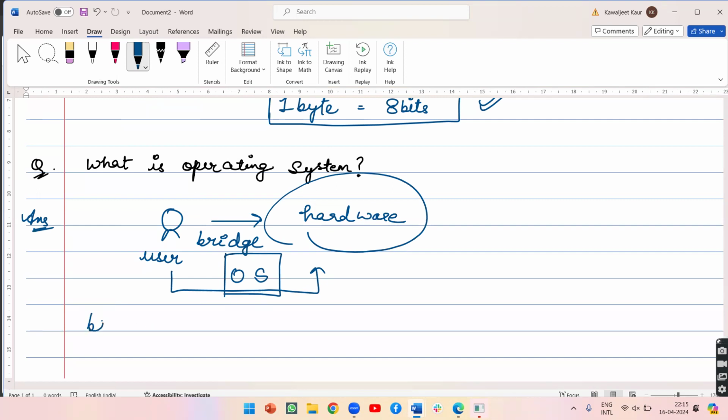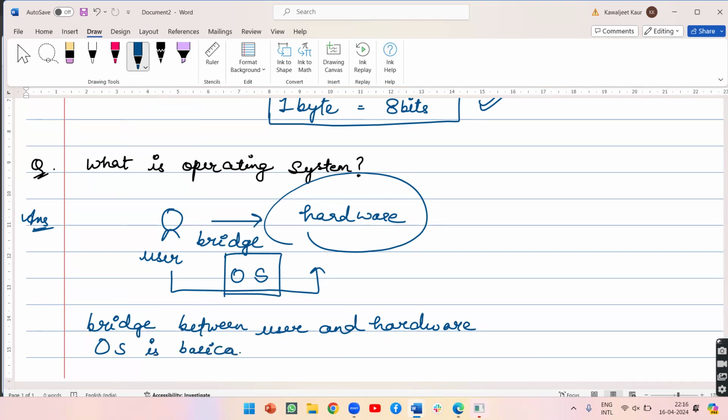So it's a bridge between the user and the hardware. That's why the user is able to interact properly with the hardware. So it's just like a program only. So the OS is basically a program.